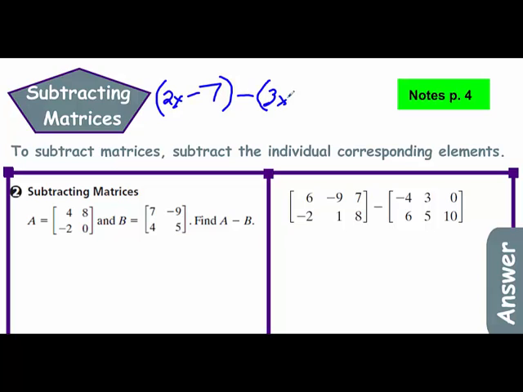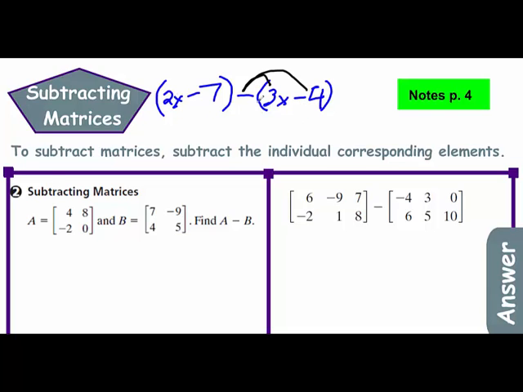3x minus, I don't know, 4. I don't want to put too many of the same numbers because then they all start getting wacky. Think about this subtraction distributing to each of the things in the second polynomial. Okay, that same thing happens.